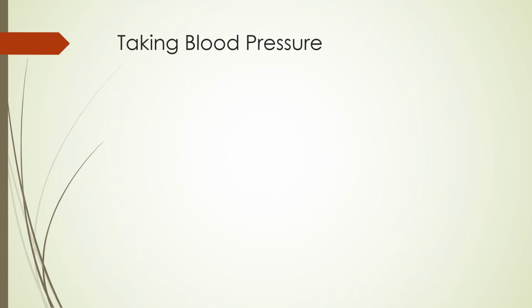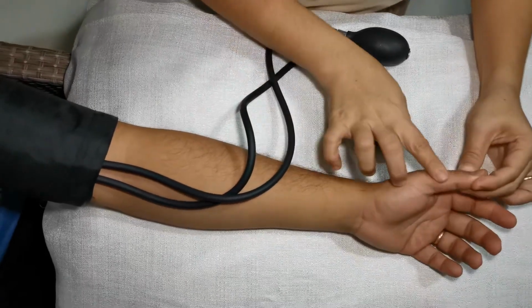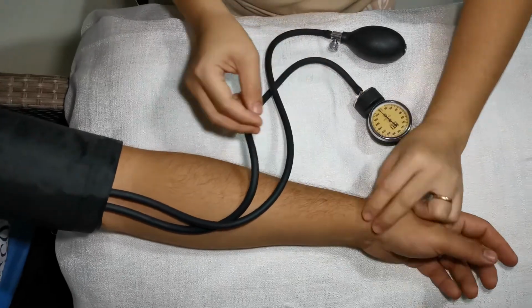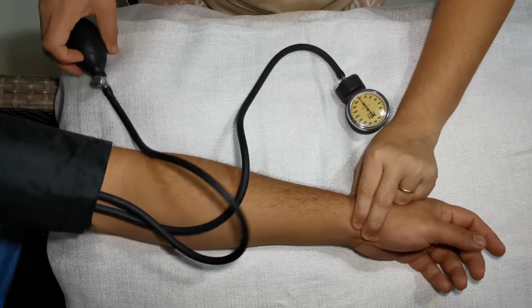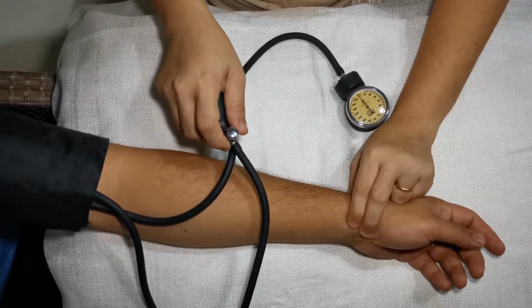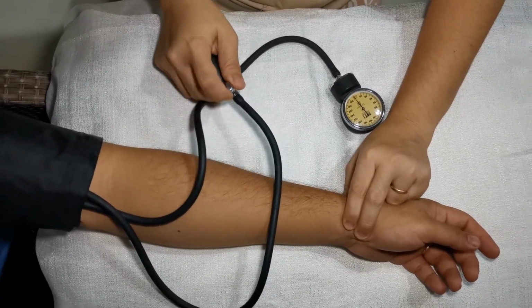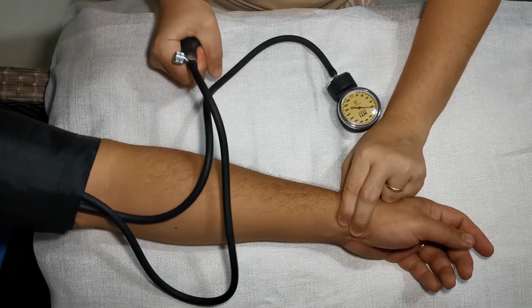The next procedure is to find the radial pulse to estimate the systolic by the palpatory method. You can find the radial pulse in the groove of the wrist on the thumb side, right below the thumb. Use your index and middle finger to feel the pulse. Turn the valve clockwise to close it. Inflate the cuff until you no longer feel the radial pulse.